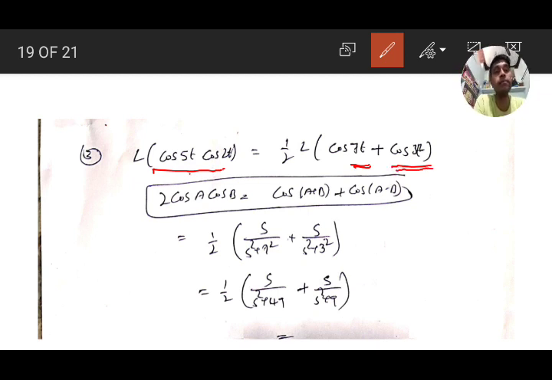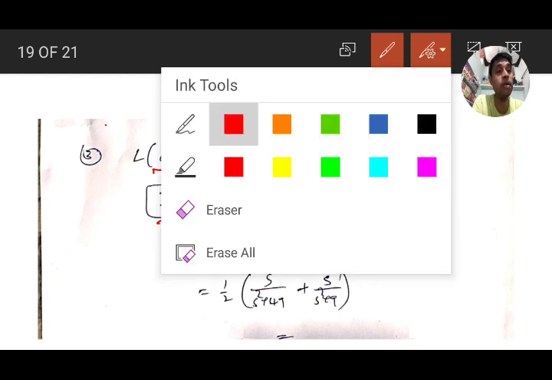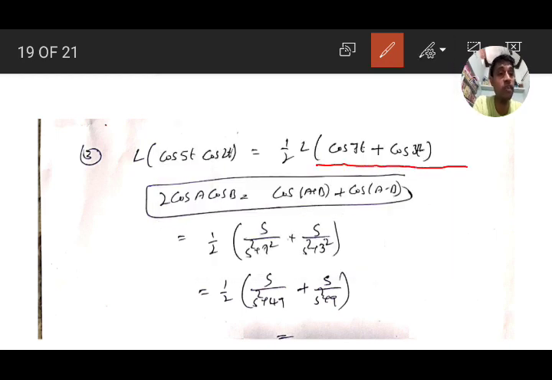Okay, we have the formula 2 cos a cos b equal to cos of a plus b plus cos of a minus b, a equal to 5t, b equal to 2t. So cos of a plus b, 5t plus 2t is 7t, cos of a minus b, 5t minus 2t, we get 3t. Okay, applying this formula we get this step, cos of 7t plus cos of 3t.